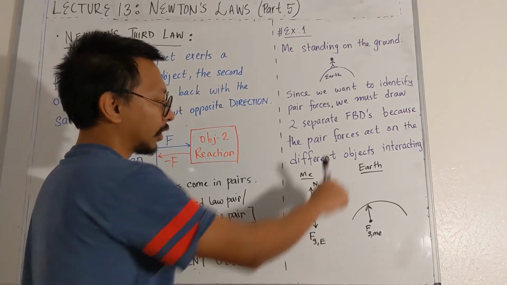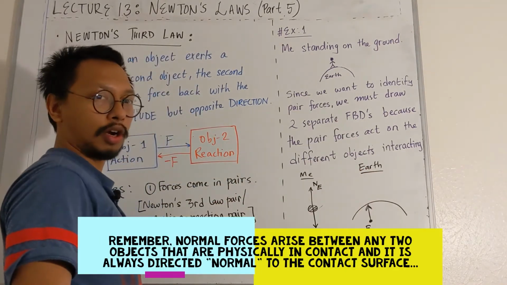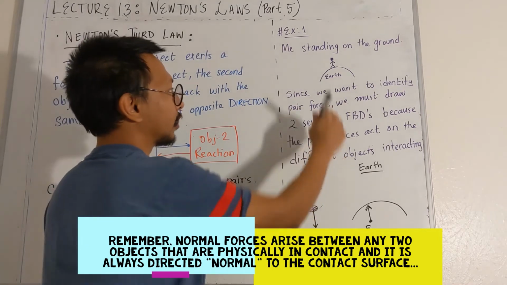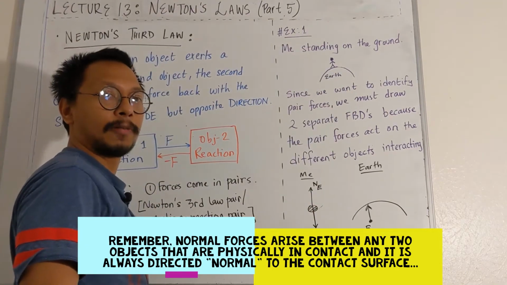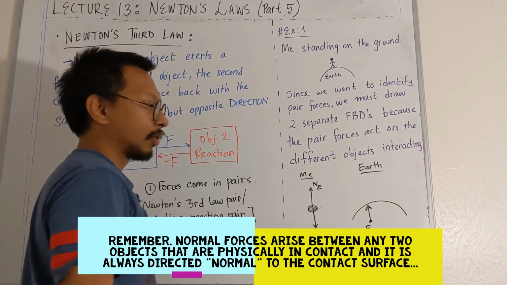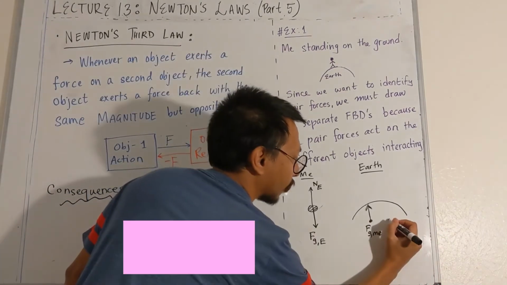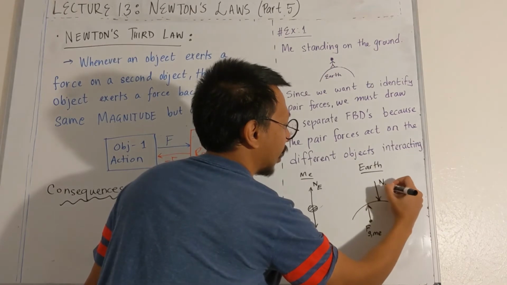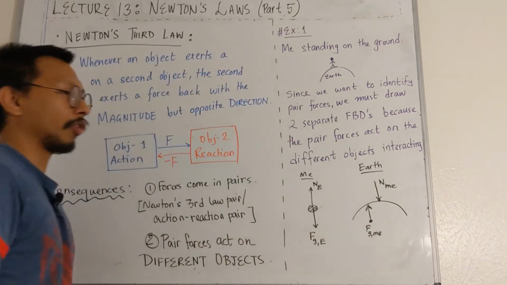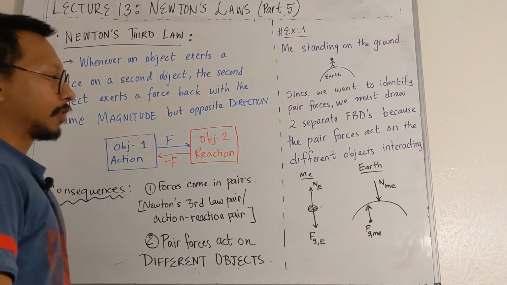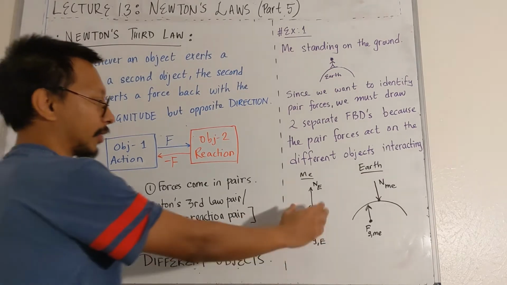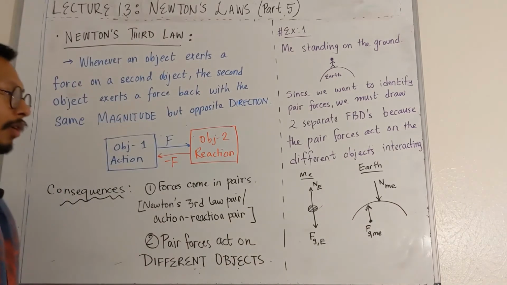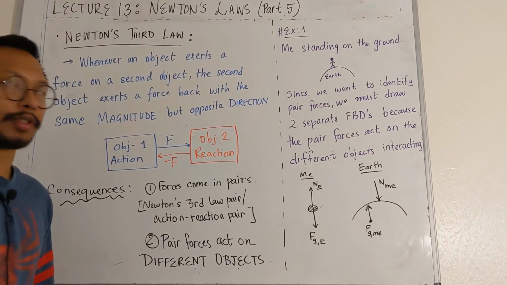And then since I'm standing on Earth, that means I will exert a force which is perpendicular to the Earth's surface, which we call the normal force. This is the normal force by me on the Earth. Alright, so these are our free body diagrams for the two objects interacting, one for myself and the other for Earth. Now let's identify the pair forces.